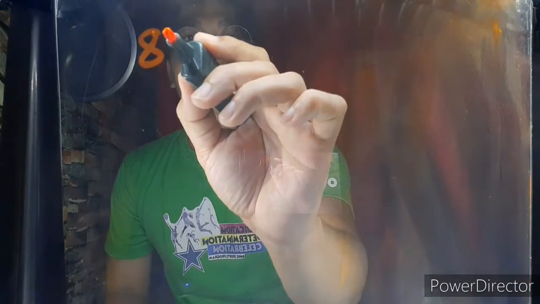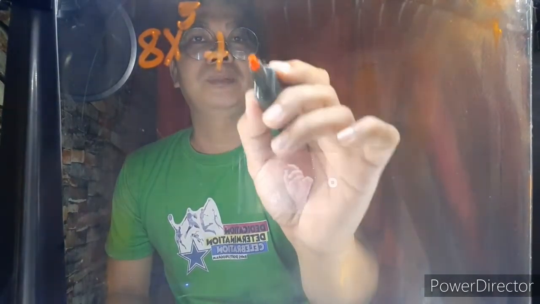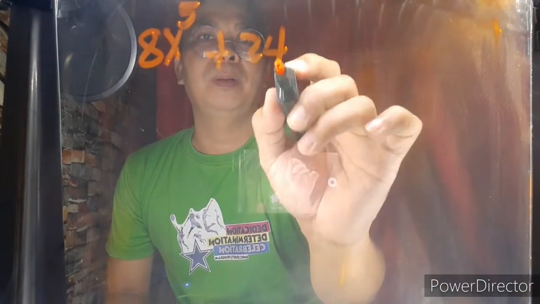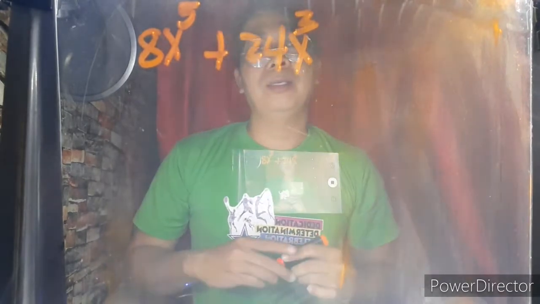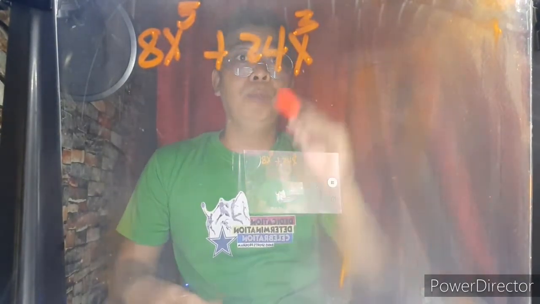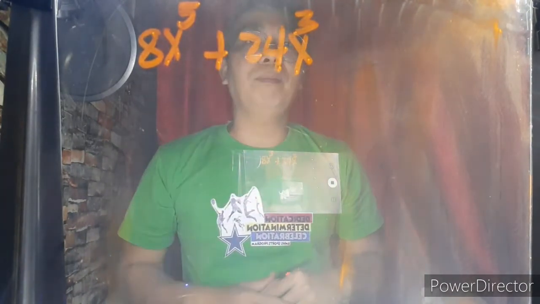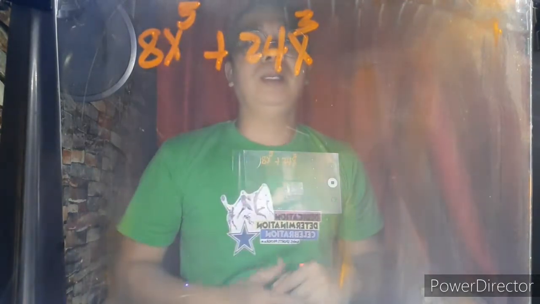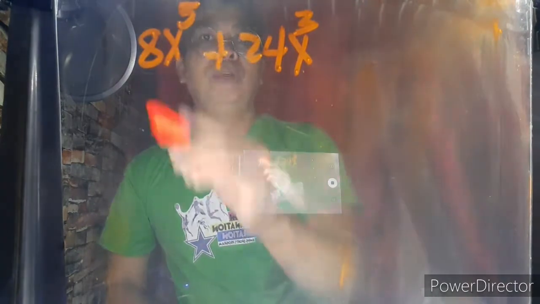Ito ang example. Bibigyan ko kayo ng example. Kung ang given natin ay 8x to the 5th power plus 24x cubed. Okay, that's it. So we have polynomial, which is considered binomial because that is composed of two terms. Now, to factor this, all you need to do is to find the possible factor of the numerical coefficient of each term. So find the possible factor of 8.